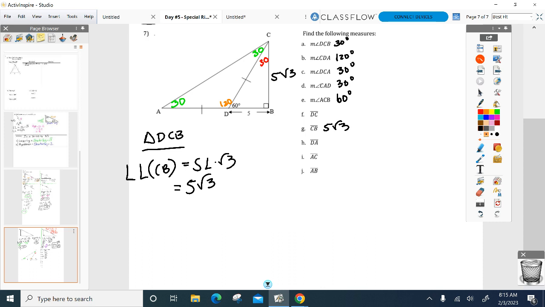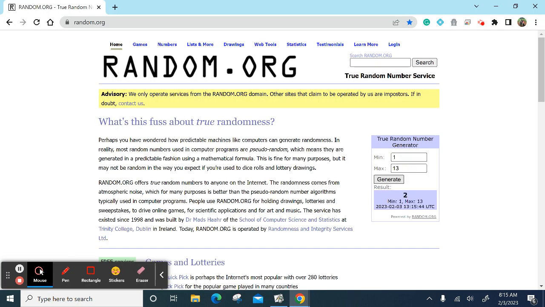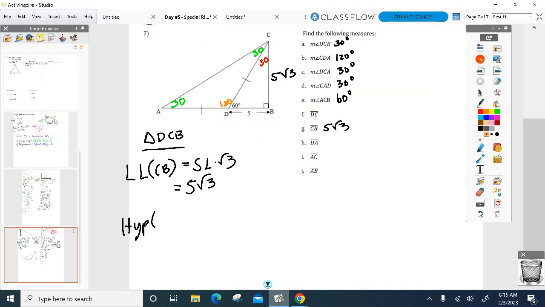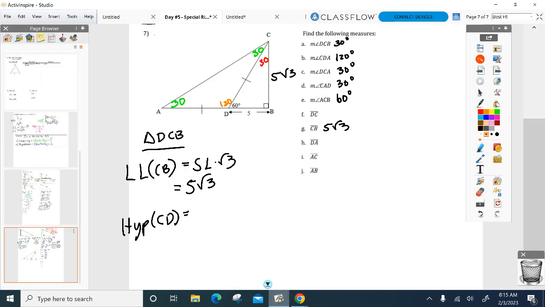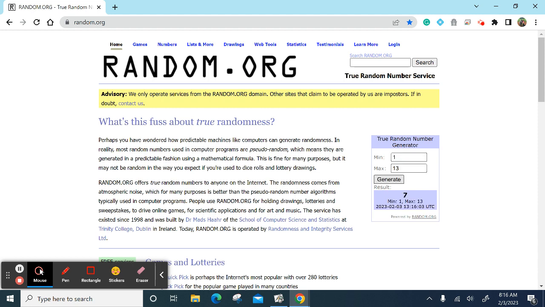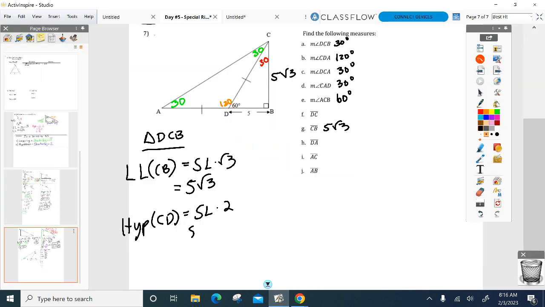All right, you ready for the hypotenuse now? First of all, name the hypotenuse. What side represents the hypotenuse in triangle CDB? Only focus on that triangle. CD. And how do I find it? What's my rule? Multiply the shorter leg by 2. Shorter leg times 2. Again, remind me, what was the shorter leg? 5. 5 times 2, CD, 10.